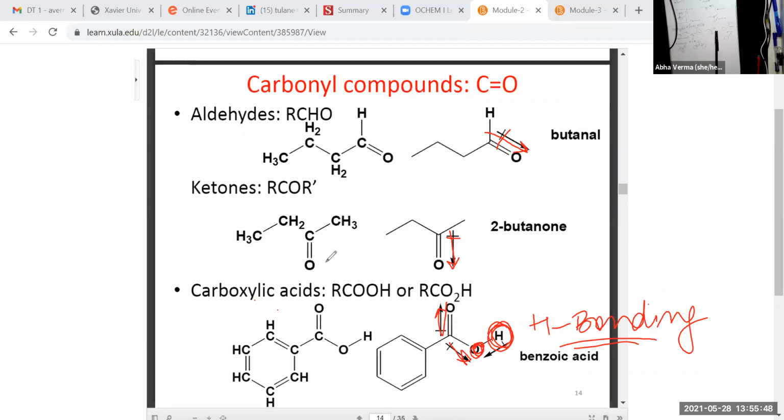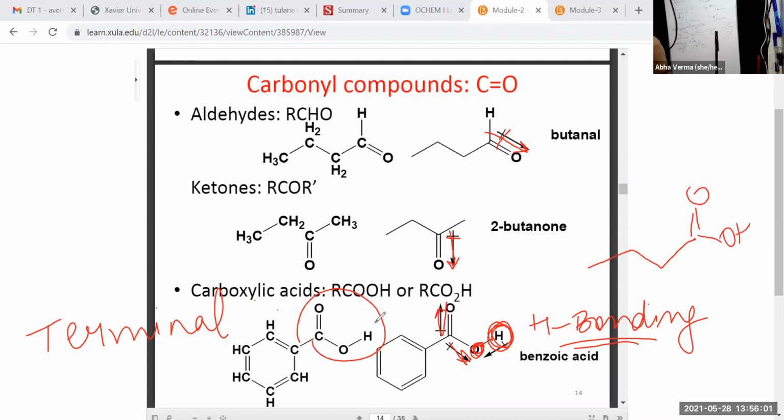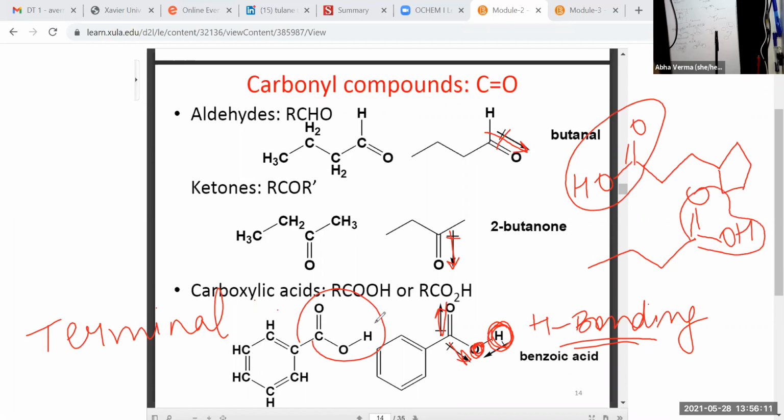Just like your aldehydes, your carboxylic acids are also always terminal, at the end of the structure, either on this end or on this end. They will always be at the end of the structure.